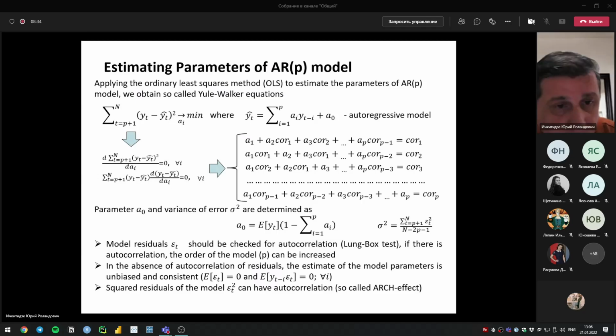Excuse me, what is epsilon t again? Sorry, please? What is epsilon t? Epsilon t is the residuals of the model. That is the difference between yt and yt with cap. Thank you.